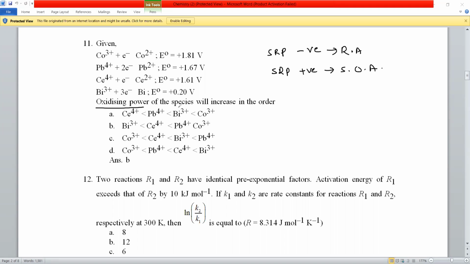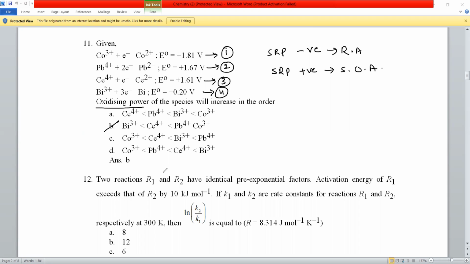So let's see the oxidizing power, which has the more positive value: 1.81, 1.67, 1.61 and 0.20. Let's check which is the highest value, students. Cobalt is the highest value, so this is number 1 I'm giving here. Then 1.67 is 2, 1.61 is 3, and this is 4. So you can check the options: B is the correct one, cobalt, lead, cerium, bismuth. That is the increasing order we can tell.